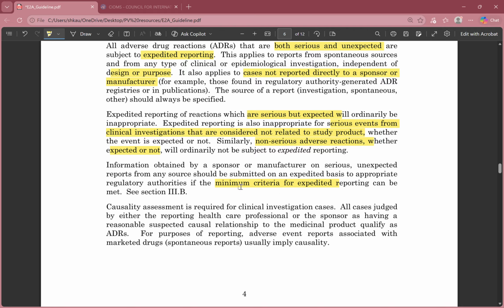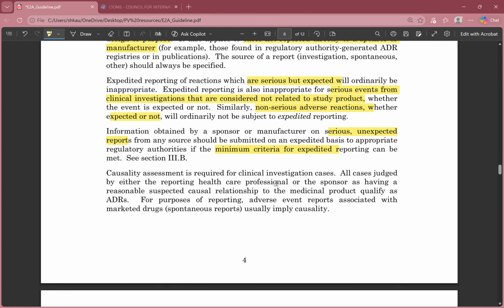So they are talking about if we have all of the 4 criteria, right, and we have serious unexpected reports, then they should be submitted on the expedited basis. This is particularly in relation to the sponsor or the manufacturer. If they receive any kind of such information and there are the 4 validity criteria that we have, then we do need to submit it on expedited basis.